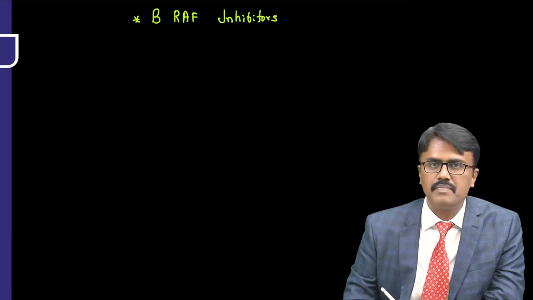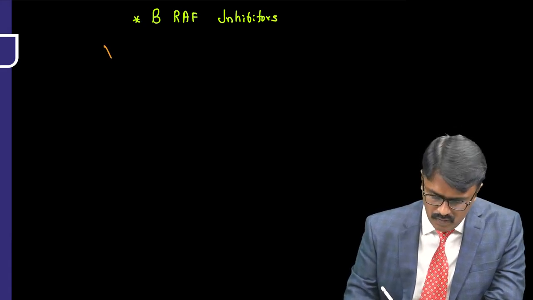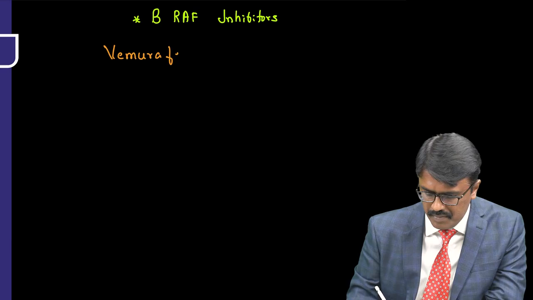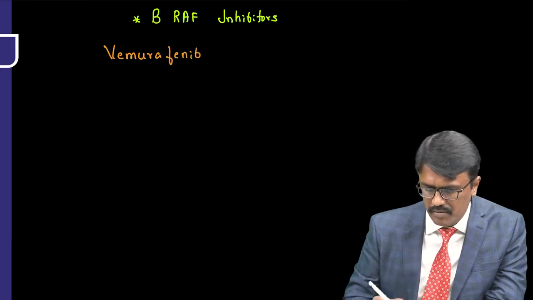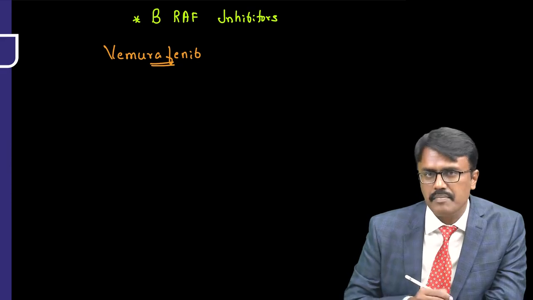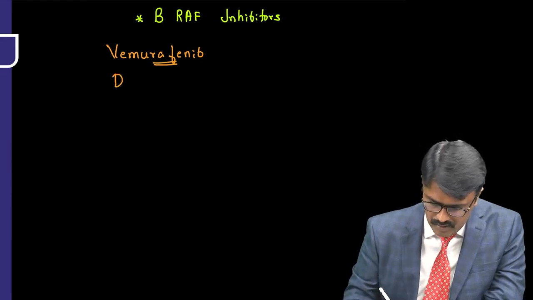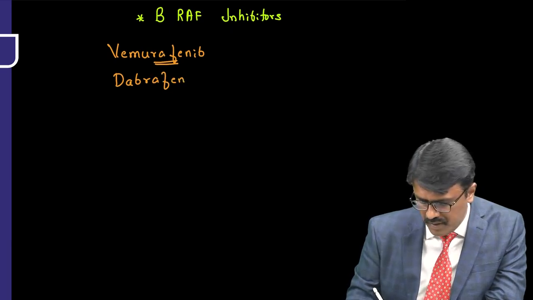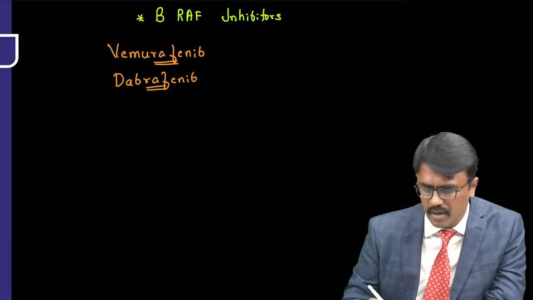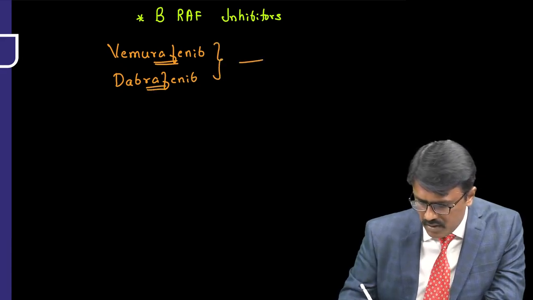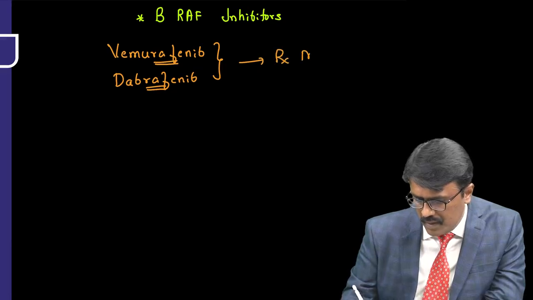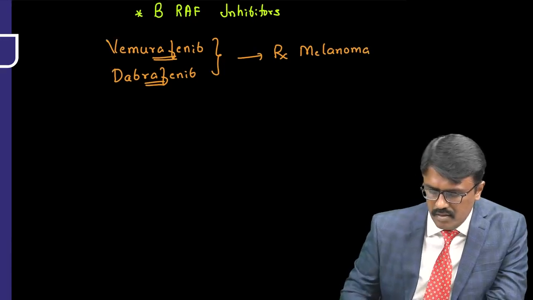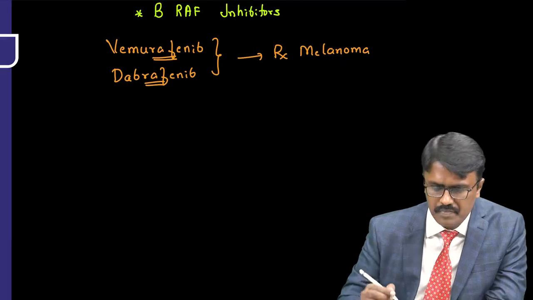What are the names of them? The name of them is Vemurafenib. Vemurafenib, and you see the RAF in their name. And one more is Dabrafenib. Again in the name you have RAF. Now where to use them? These are used to treat melanoma. So the BRAF inhibitors are used in managing melanoma.